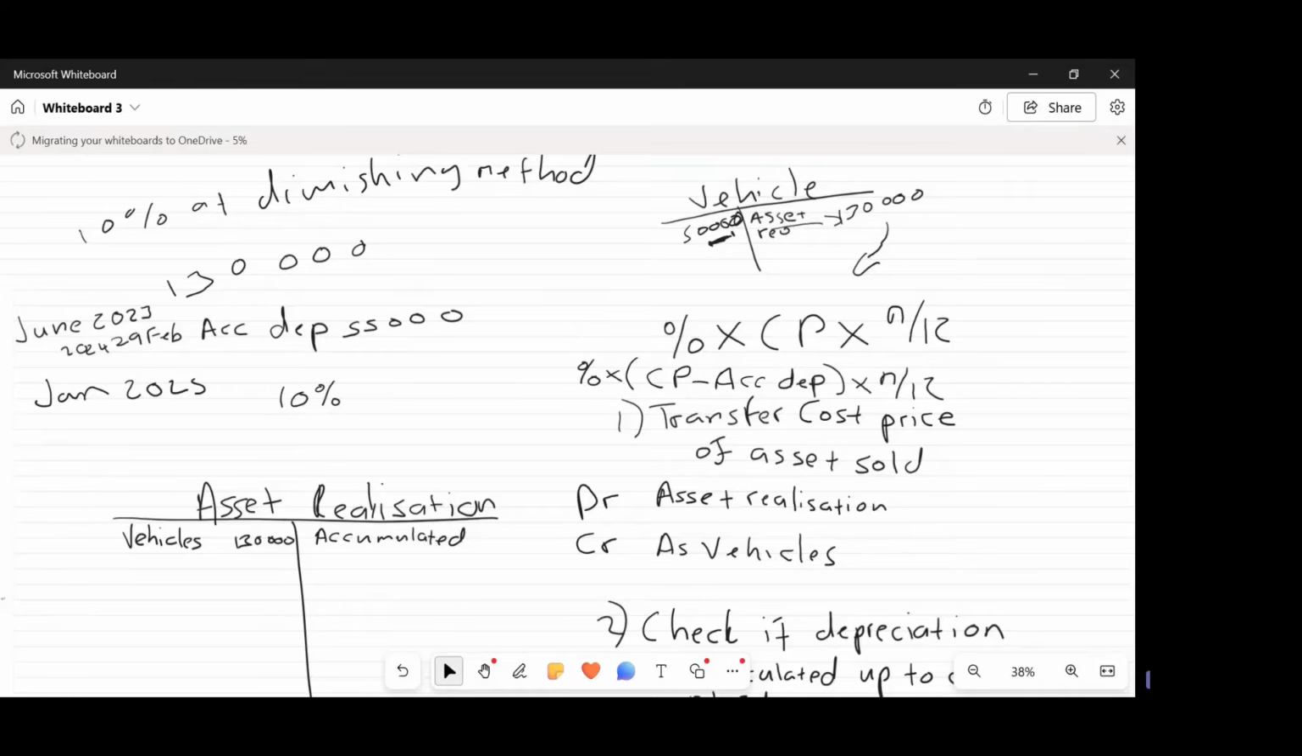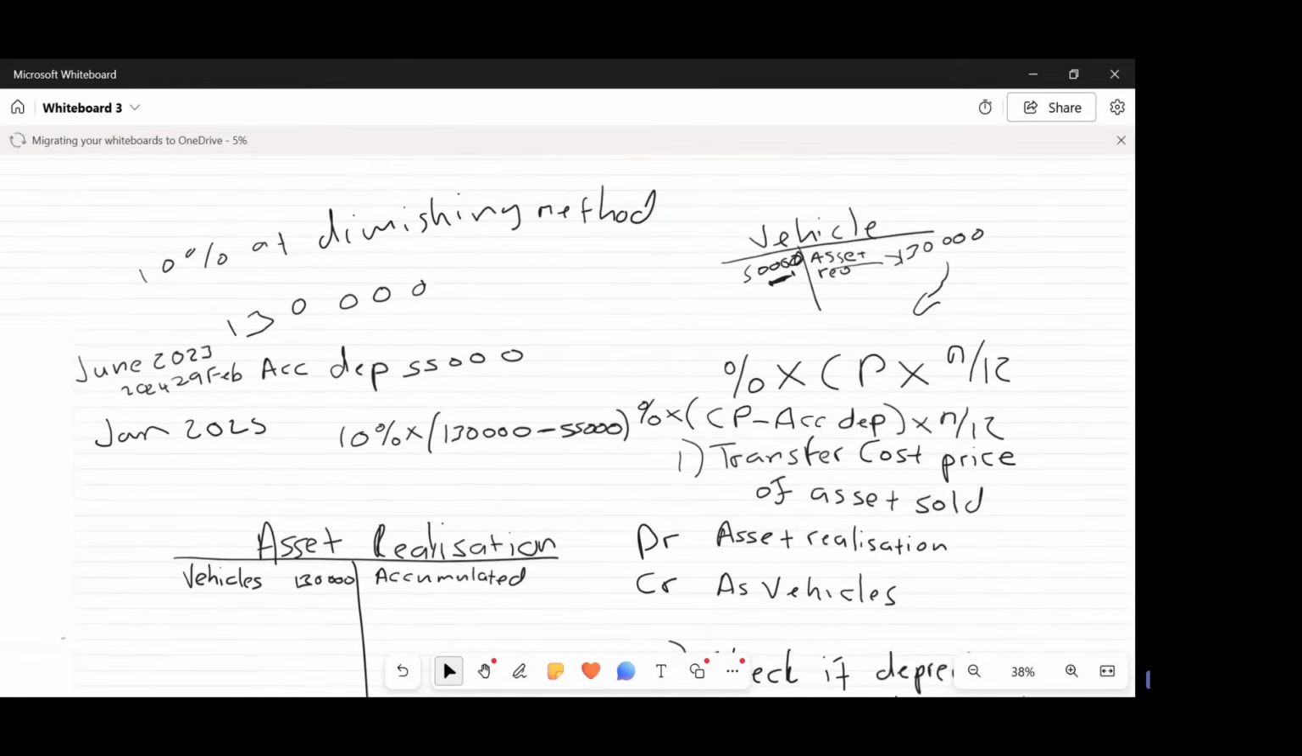So since here we're dealing with a diminishing method, you say 10% times open bracket 130,000 minus 55,000. And then now we need to count the months up to the date that you actually sold it. So the last calculation of the accumulated depreciation was on the 29th of February 2024. So now we need to count up until January to see how many months it is. So it will be March, April, May, June, July, August, September, October, November, December, January. It's 11 months. Do you see that? Yes. So now you say times 11 over 12.